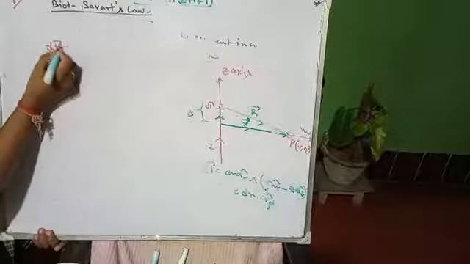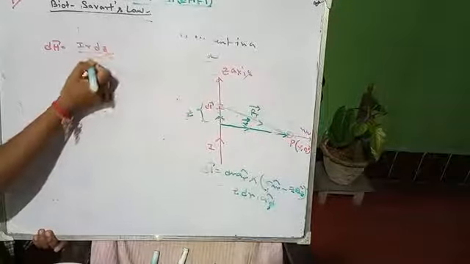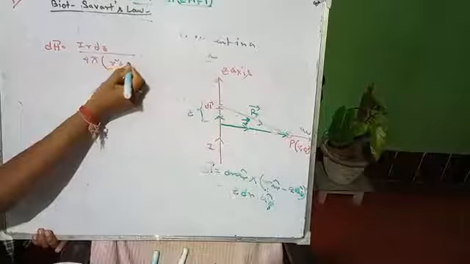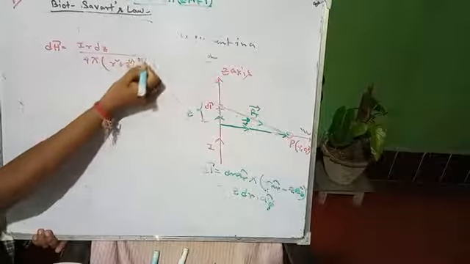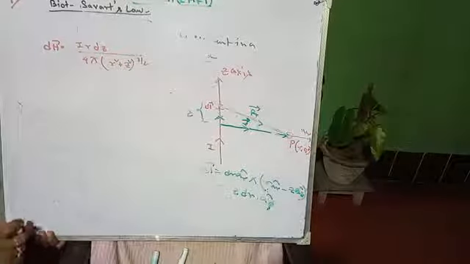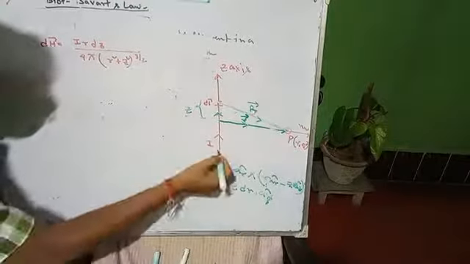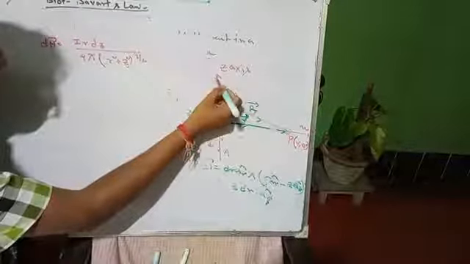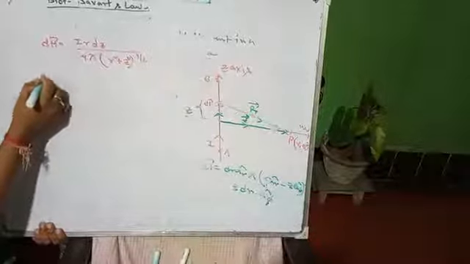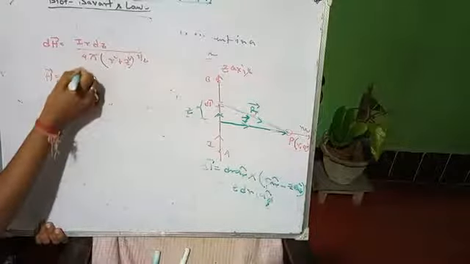So dH equals I r dz by 4 pi, that will be (r square plus z square) to the power 3 by 2, right? This is your dH. Now you have to integrate it. Because we are taking a finite length of wire first, we have to take it from A to B. So this H should be calculated by integrating the dH from A to B.